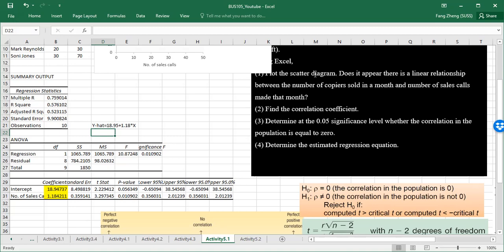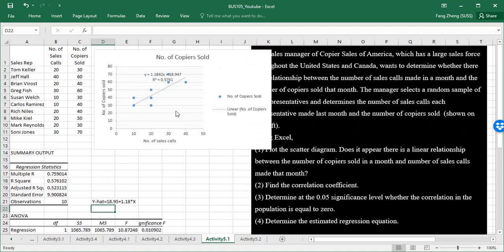Okay, so now in question A, does it appear there is a linear relationship between the number of copiers sold and the number of sales calls? So it appears that there is a linear relationship, right? So we can simply answer yes, it appears there is a linear relationship. Now question 2 is to find the correlation coefficient.